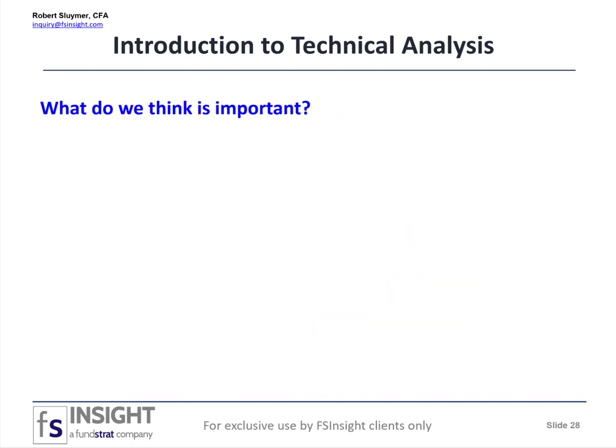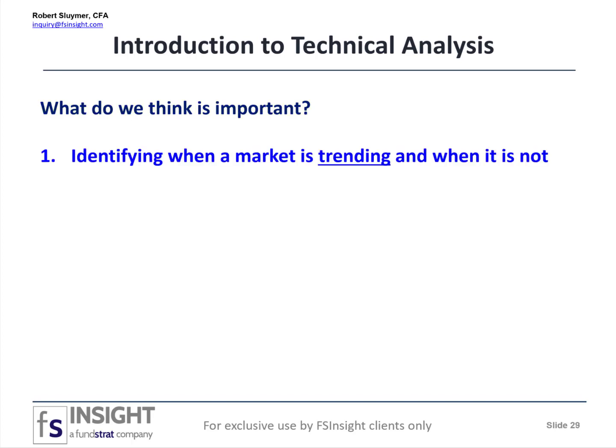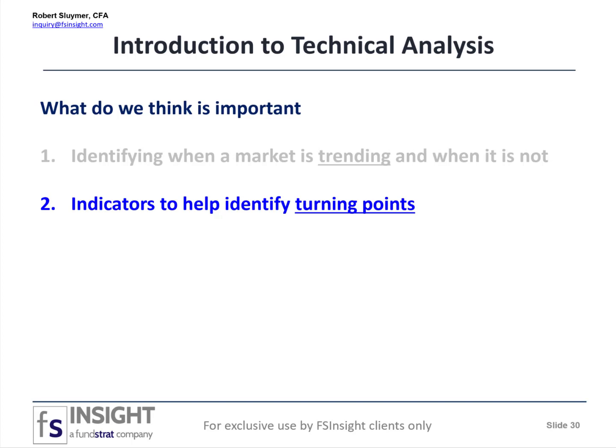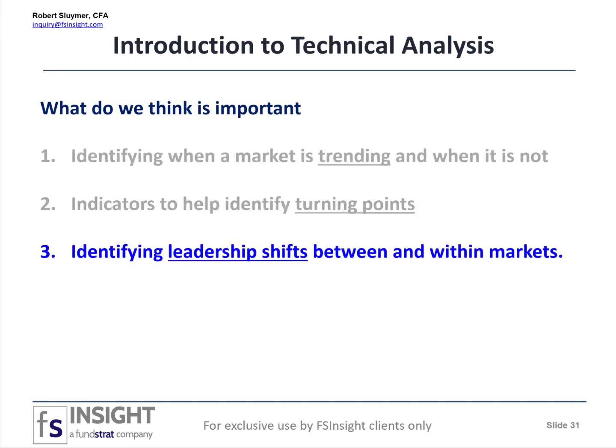So what do we think is important? It really comes down to these 4 points. First, is price trend changing? Secondly, can we find indicators that help us identify turning points in the market? Third, are there tools to help us identify shifts in leadership?